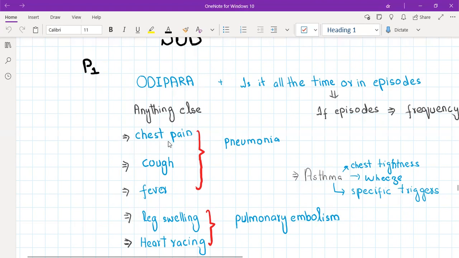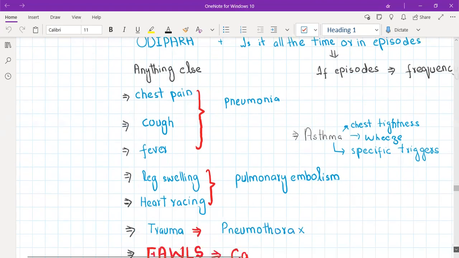Okay. So the first 3 symptoms, if there is chest pain, if there is cough, if there is fever, then it points towards pneumonia. Okay. And chest pain basically occurs both in pneumonia and in pulmonary embolism. So in case of pulmonary embolism, it will be chest pain, shortness of breath, leg swelling, and heart racing. Okay. Apart from that, you must ask about trauma as well to exclude pneumothorax.